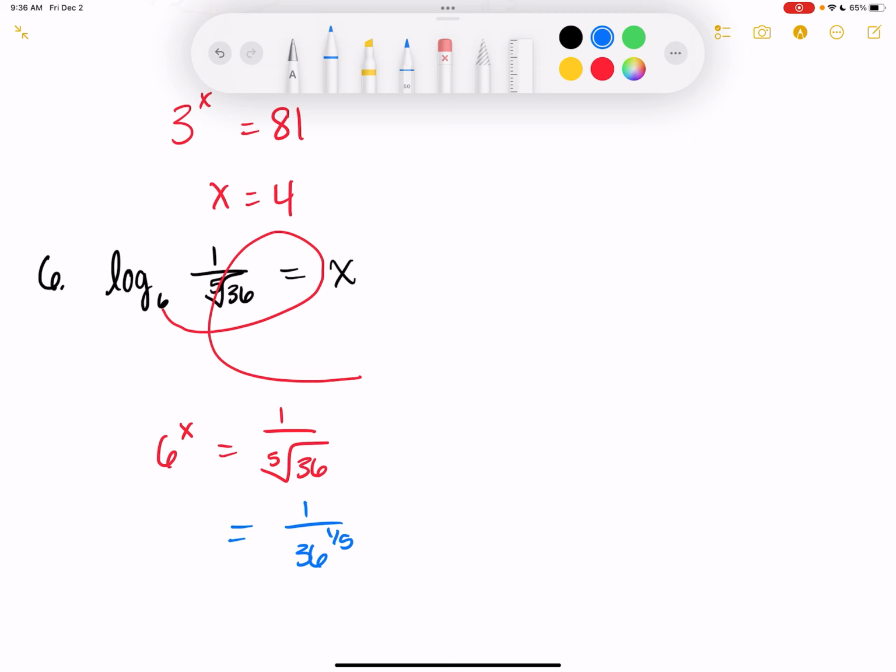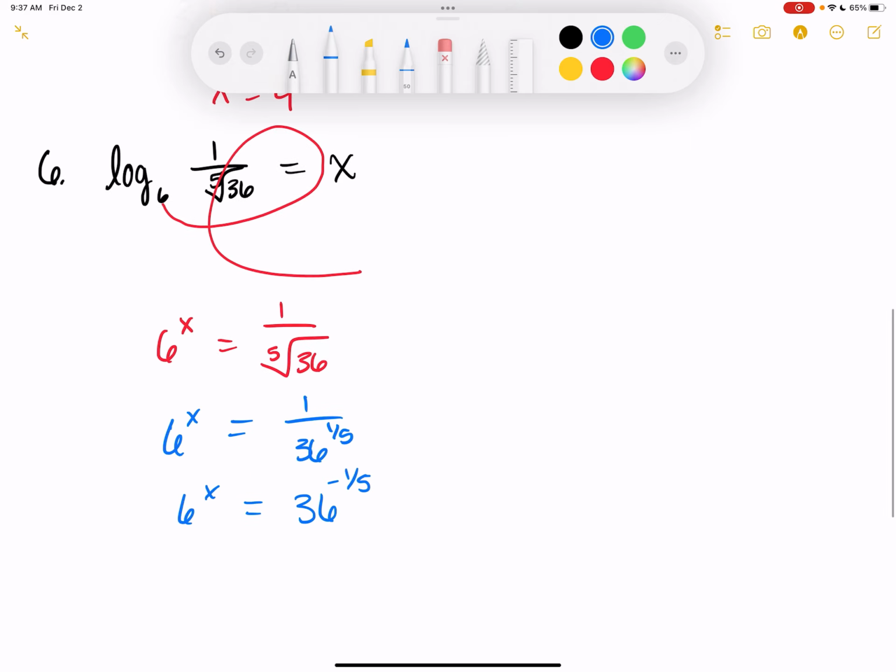Okay, but notice that this is 6 to the x, so I need the 36 to be on top. So if I want to move it up, what do I have to do to the power to move it? Make it negative. So 6 to the x is equal to 36 to the negative 1/5. 36 is 6 to what power? 2. So 6 to the x is equal to 6 to the negative 2/5. So x is equal to negative 2/5.